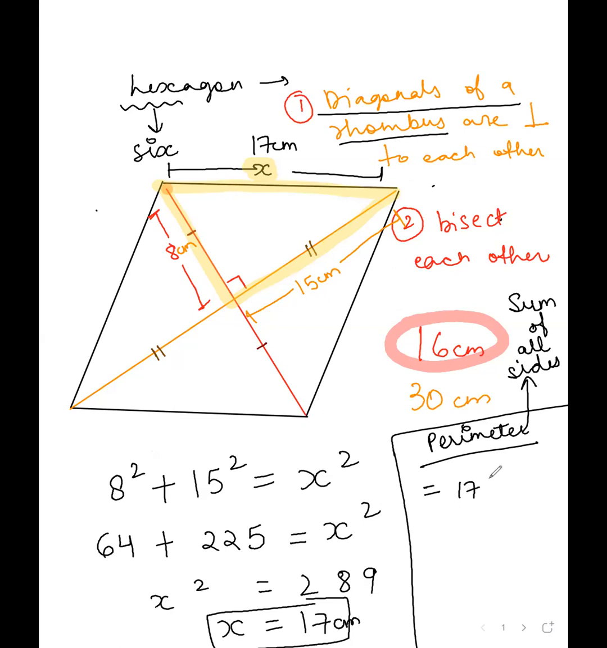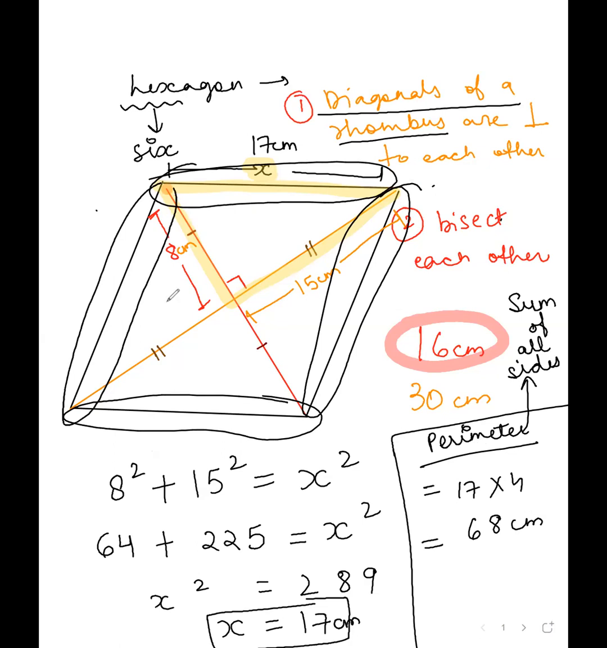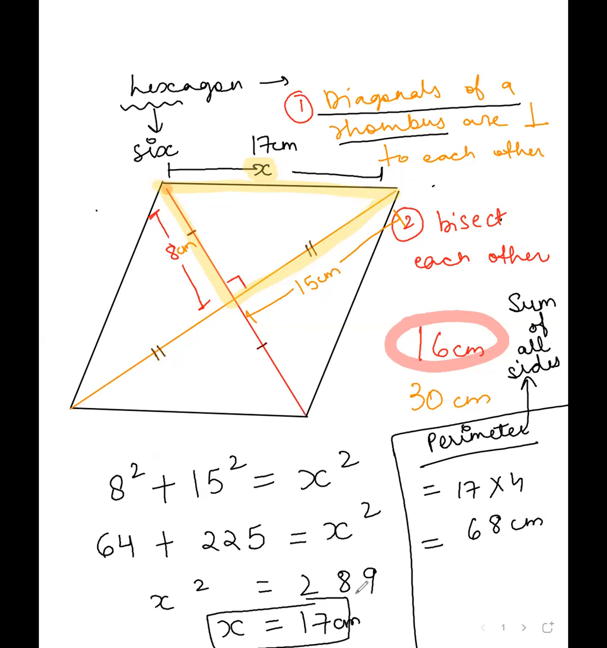You said right. The first time you said right. 17 into 4, which is 68 centimeters. Because this is 17 plus 17 plus 17 plus 17. So 17 is 4 times. Did you get it now? How to solve this type of question?